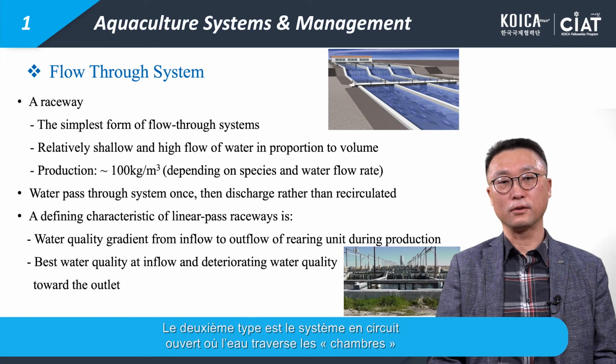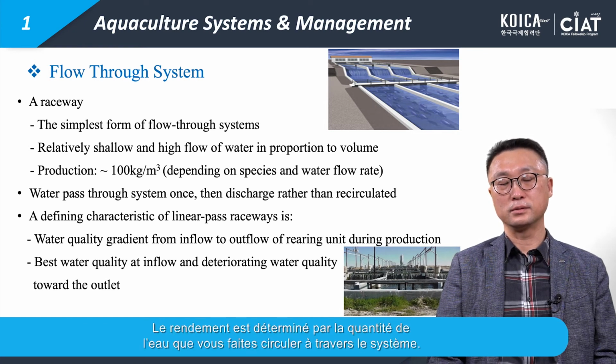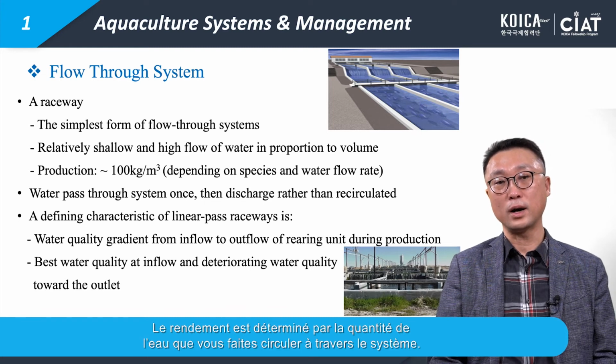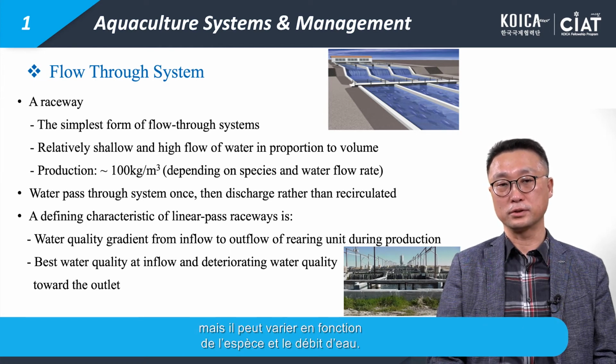The second one is a flow through system. Simply, water goes through the chamber. You put the fish in it. The production rate will be determined by how much water you flow through the system. Up to 100 kilos per cubic meter of water will be one of the highest productions. However, depending on species and water flow rate, you could have a different production. Sometimes it goes much higher than that.